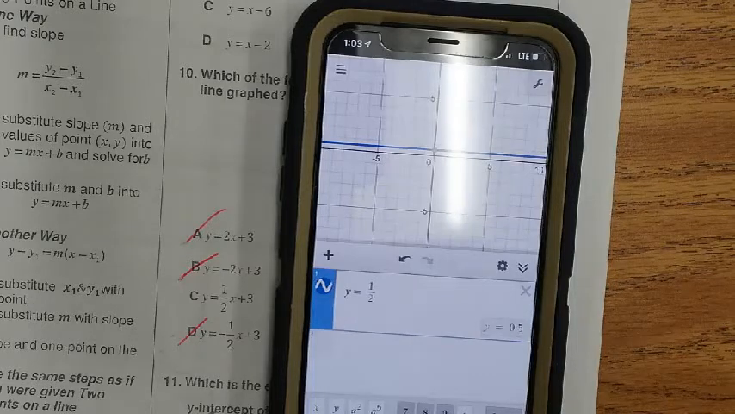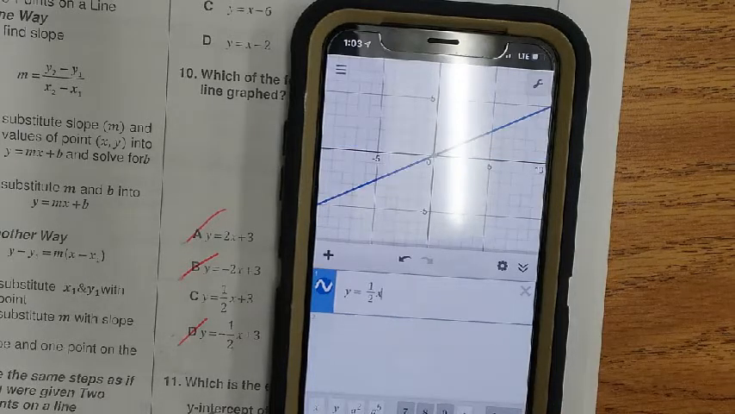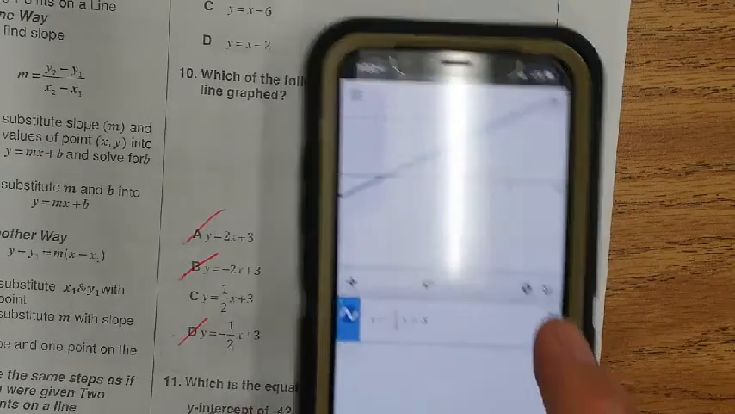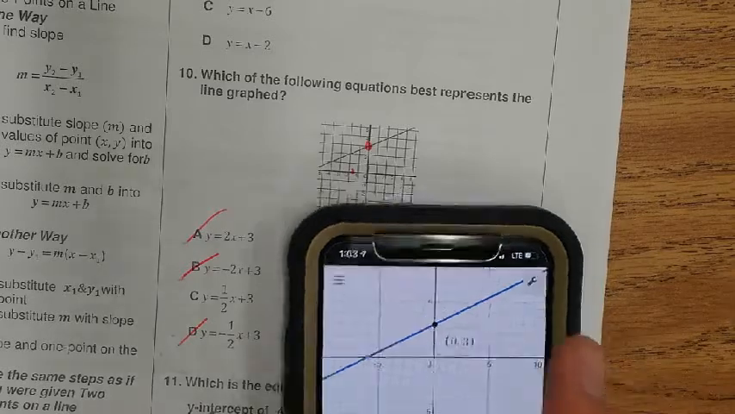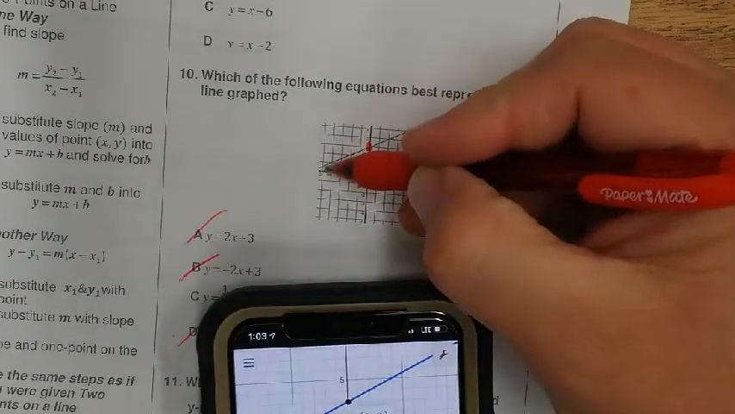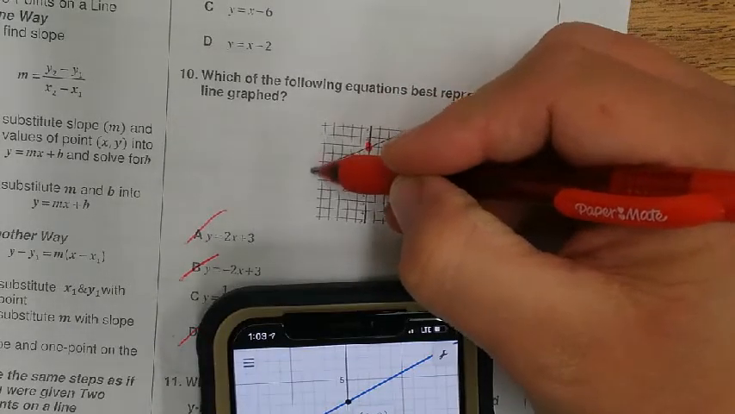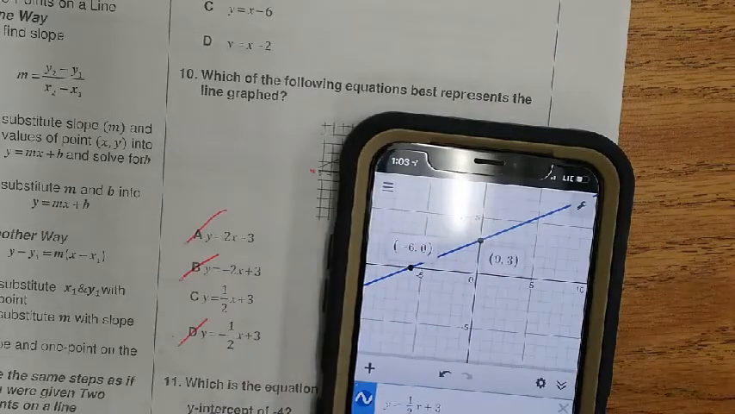y equals 1/2 x plus 3. Okay, did cross the (0, 3) again. And if you notice, this is going past negative 5. It looks like it's going to hit 6, and that's actually what it does. And you can tell there that it does that. So this one would be C.